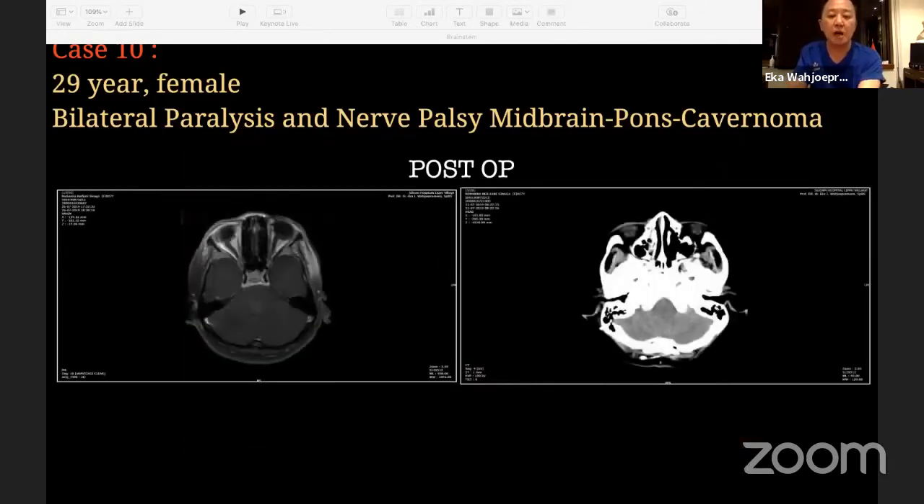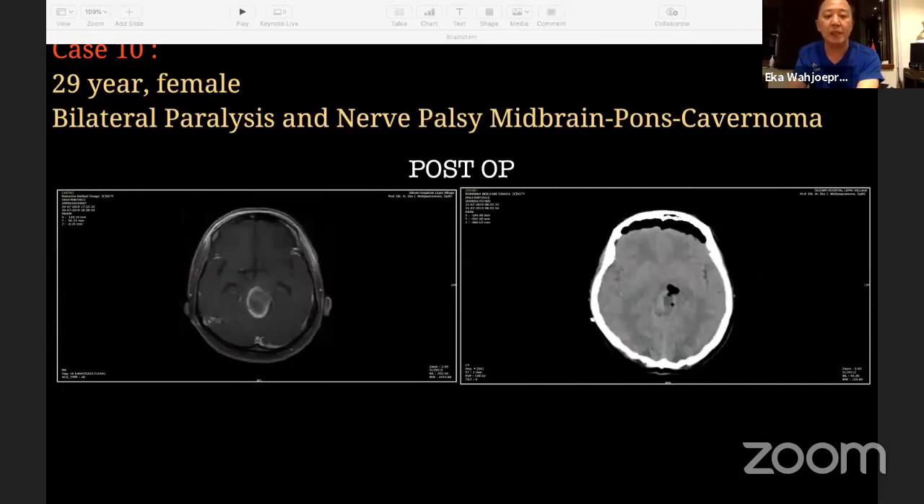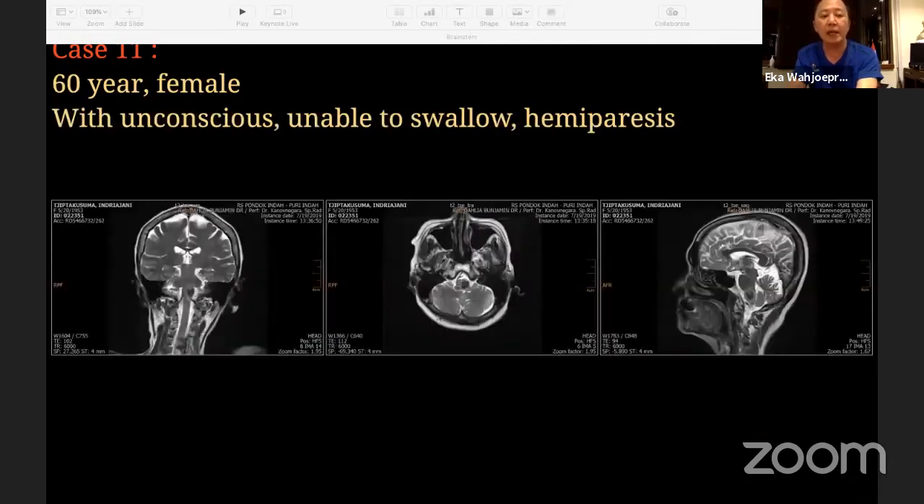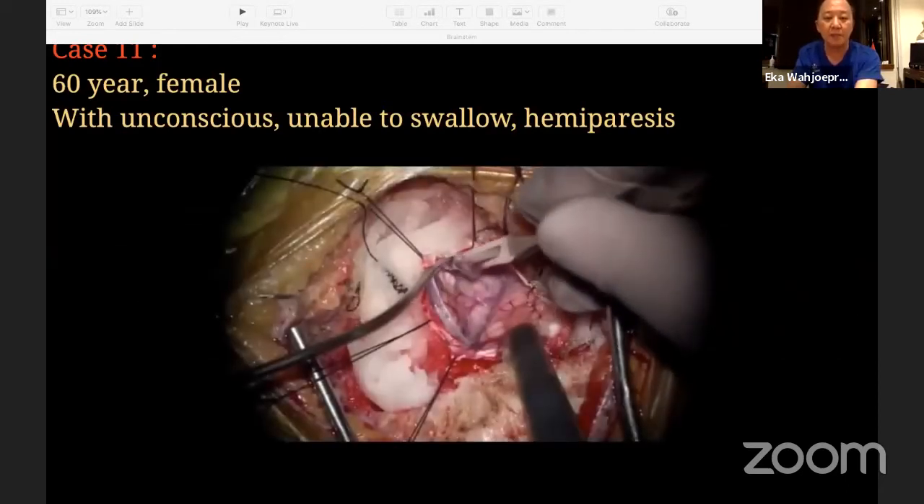So this is the post-op, and the lady still came to me walking and with a mild paresis. This is not the case with a 60-year-old female, unconscious, unable to swallow, and with heavy paresis. You can see here, this is also located in the medulla, a cavernoma in the medulla.